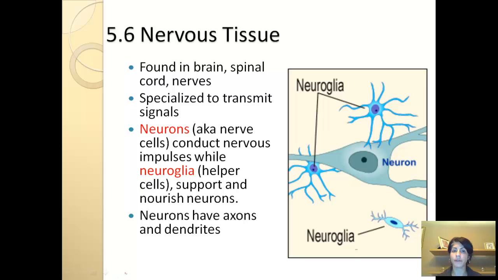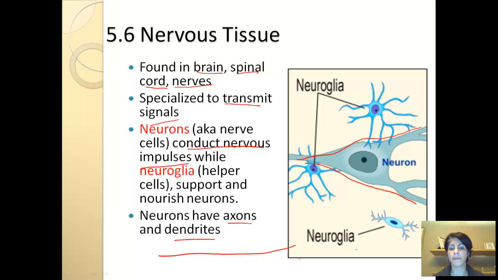Last, we're going to talk about nervous tissue, which is 5.6. Nervous tissue will be referred to again during our nervous system unit, and it's found in the brain, the spinal cord, and all the nerves associated with those two in your body. Nervous tissue is special because it transmits signals. It actually conducts nervous impulses throughout your body. And the special cells that do this are called neurons. Neurons have axons and dendrites.